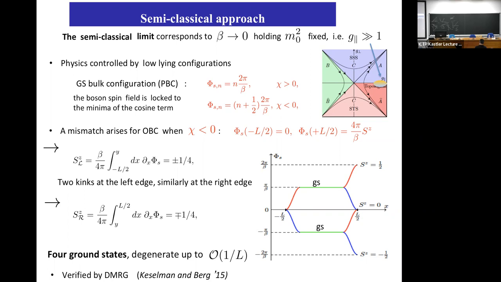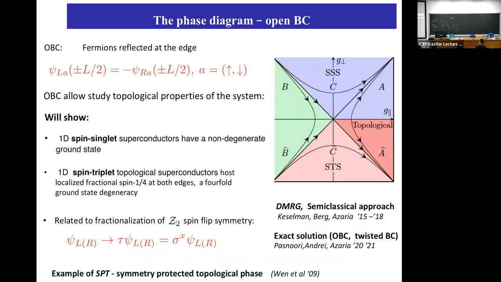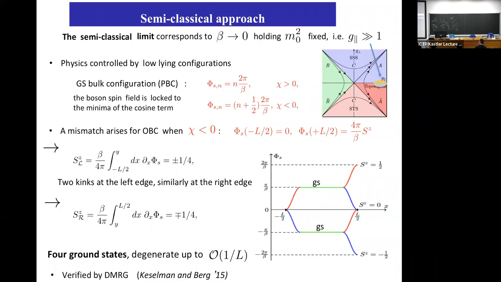So it's easy to see that when chi is negative, there is a mismatch between the values in the ground state, for example this line and this line, and where we are locked to by the boundary conditions, which are this line or this line or this line, which means that close to the edges, the configurations have to veer off from the ground state value into the boundary value. And there are four ways of doing it. I can go from the ground state up or down on the right. Again, on the left, either up or down.